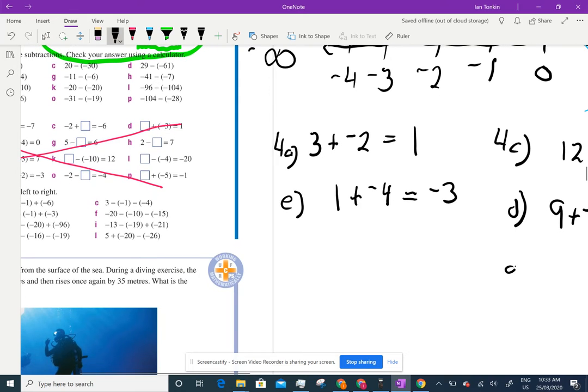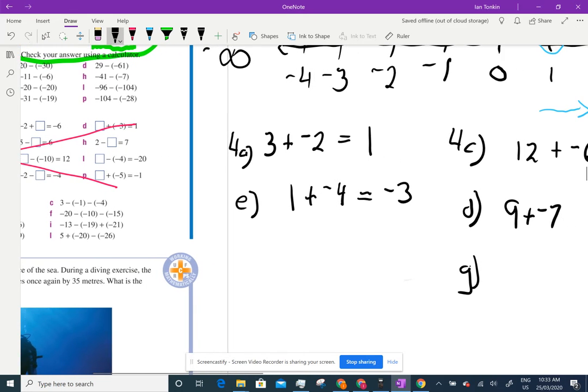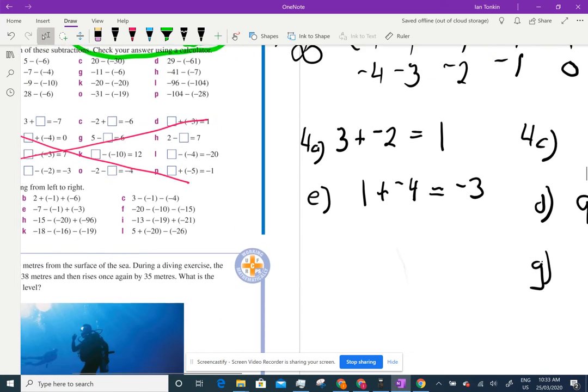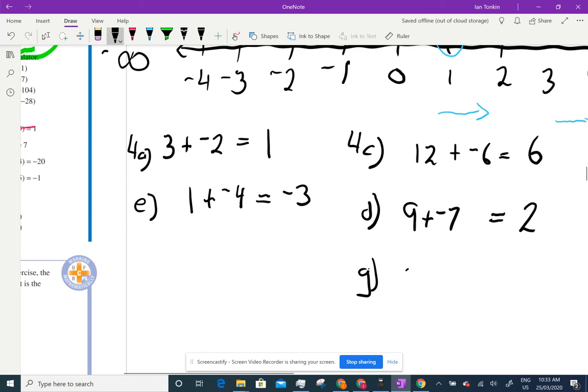G. Hopefully you're having a go at these yourself. G, 20 plus negative 2. Well, I'm at 20. I go back 2 paces. Well, if I go back 20 paces, I'll be back at 0. So 20 steps takes me back to 0. Then I've got to go another 2 backwards. That'll take me to negative 2.